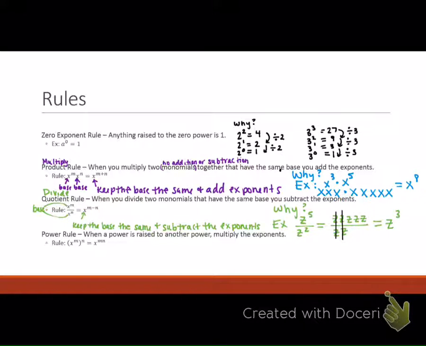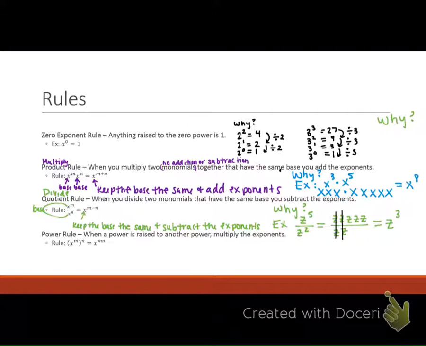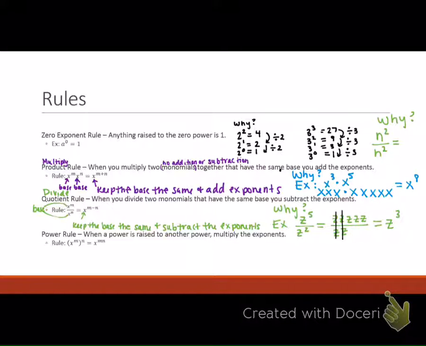Okay, so this can actually go back up to the 0 rule too. So why is anything to the 0 power 1? Well, if I do n to the 2nd over n to the 2nd, we subtract the exponents, right? So that is n to the 2nd minus 2, which is n to the 0 power, which should be 1.